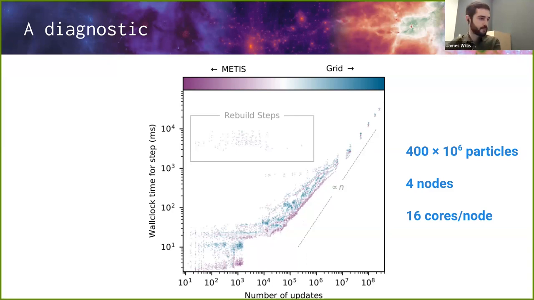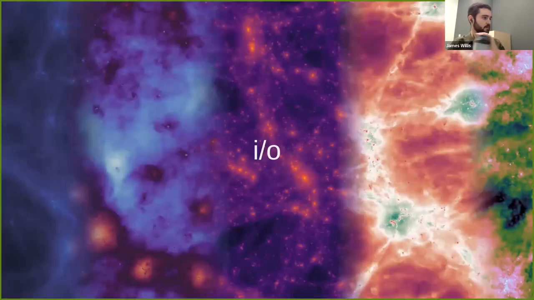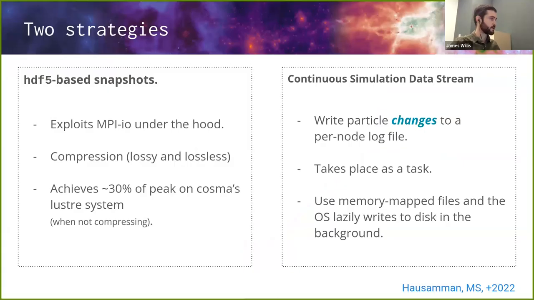So I've got 10 minutes left. I think I can quickly move on to IO. There should be a short slide, I think. So we have two strategies in Swift. We have HDF5 based snapshots, which use MPI IO under the hood. So every 100 or every 1,000 time steps, we'll dump all of our data into these HDF5 snapshots.